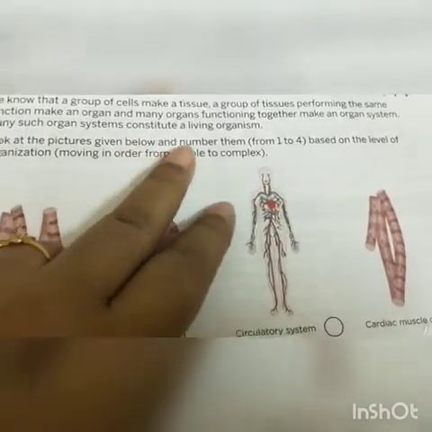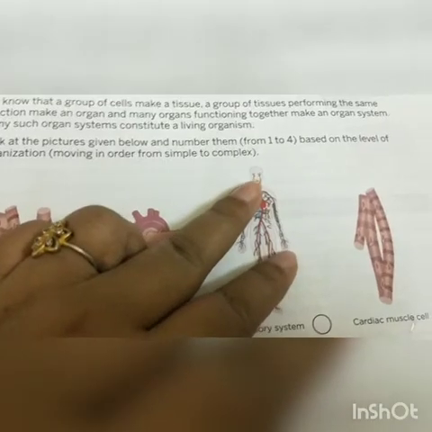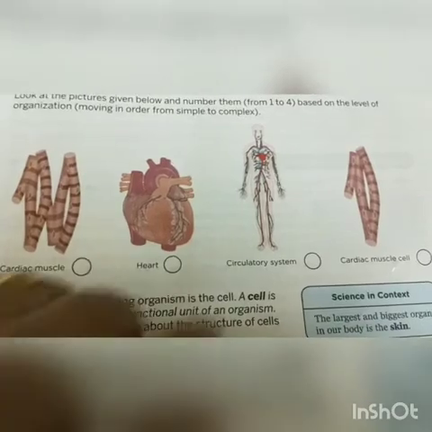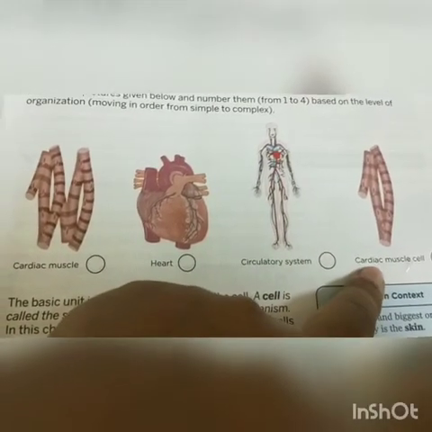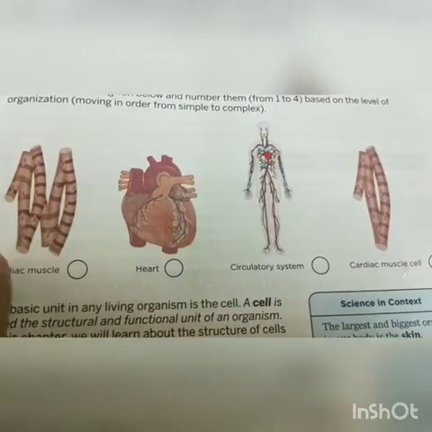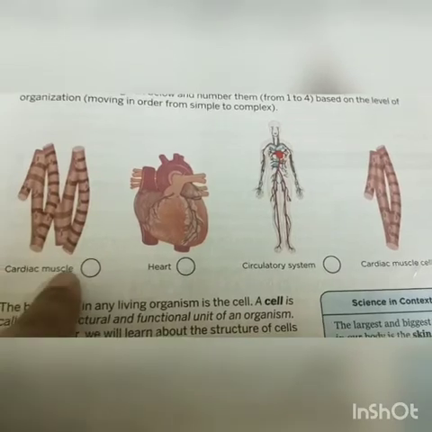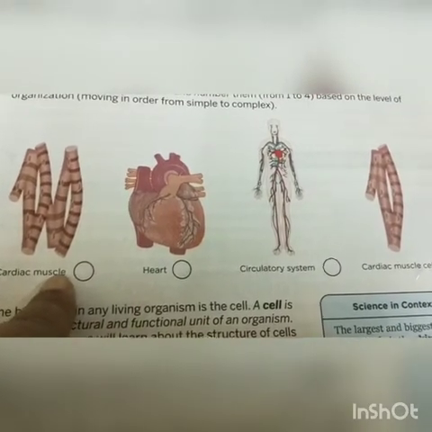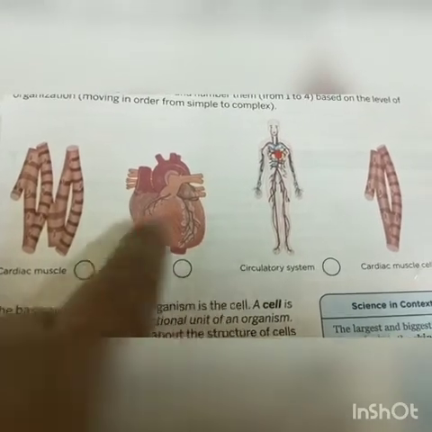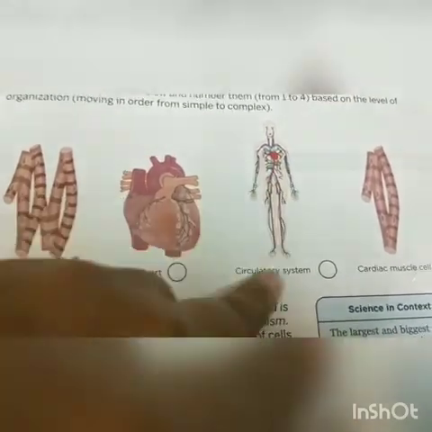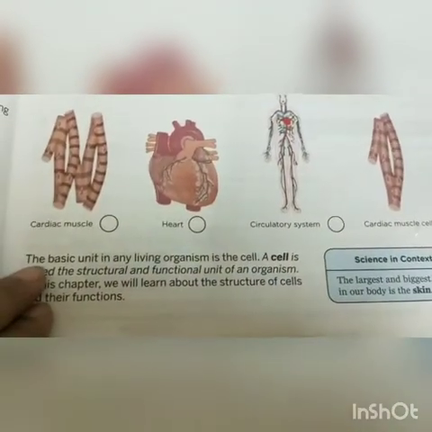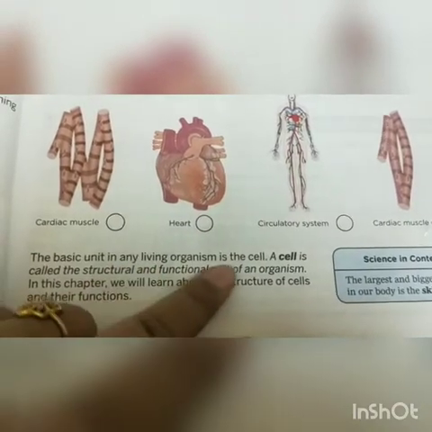Look at the picture given below and number them from 1 to 4 based on the level of organization. So, first is a cell, a cardiac muscle cell. It combines together and makes a cardiac muscle tissue. Then it combines together and forms a heart. It is an organ. Then these hearts combine with the other organs and make an organ system, that is the circulatory system.